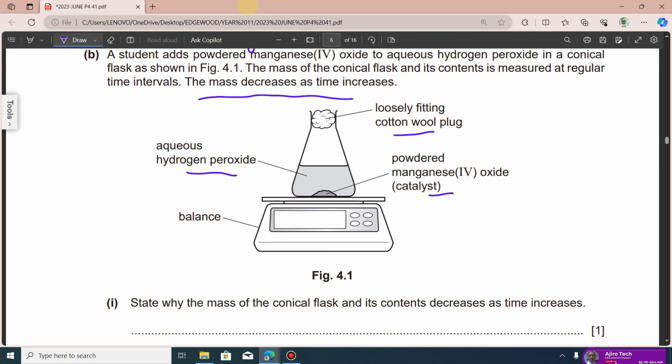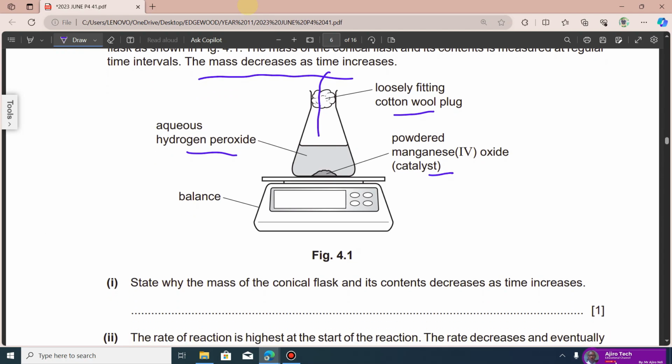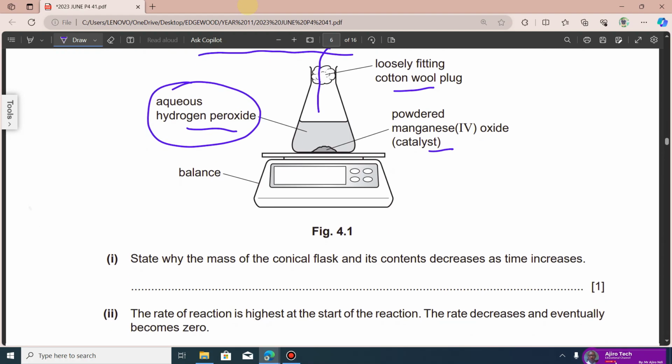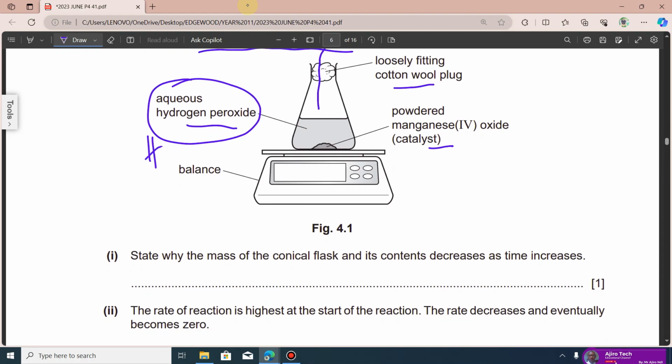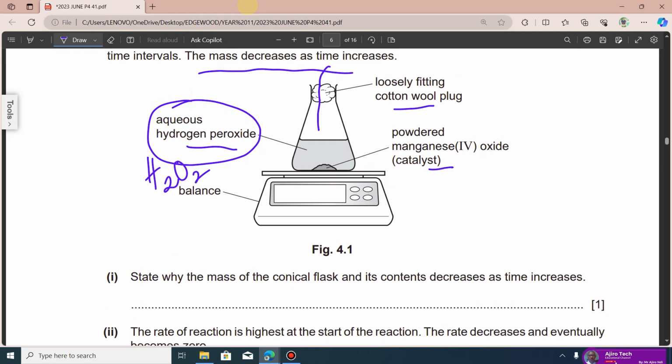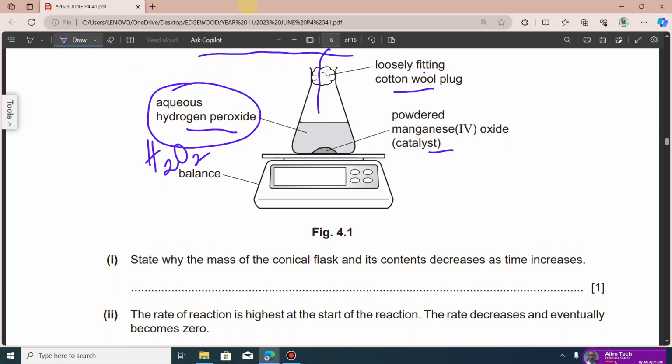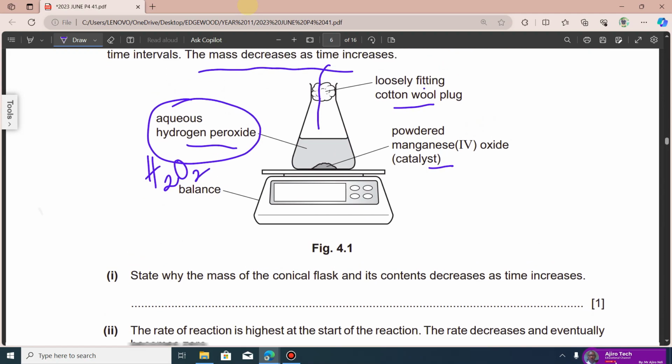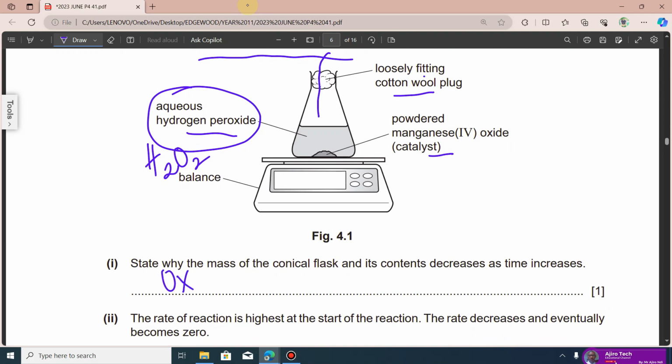So the content will likely decrease because something is actually giving off from this flask. Okay, and if you look at the reactant here, you see that this aqueous hydrogen peroxide is H2O2. So that means a gas is likely given off, because we have a loosely fitting cotton wool to allow the gas to go off. So why the mass of the conical flask and the content decreases is because oxygen gas is given off. So as oxygen gas goes off, the mass decreases.